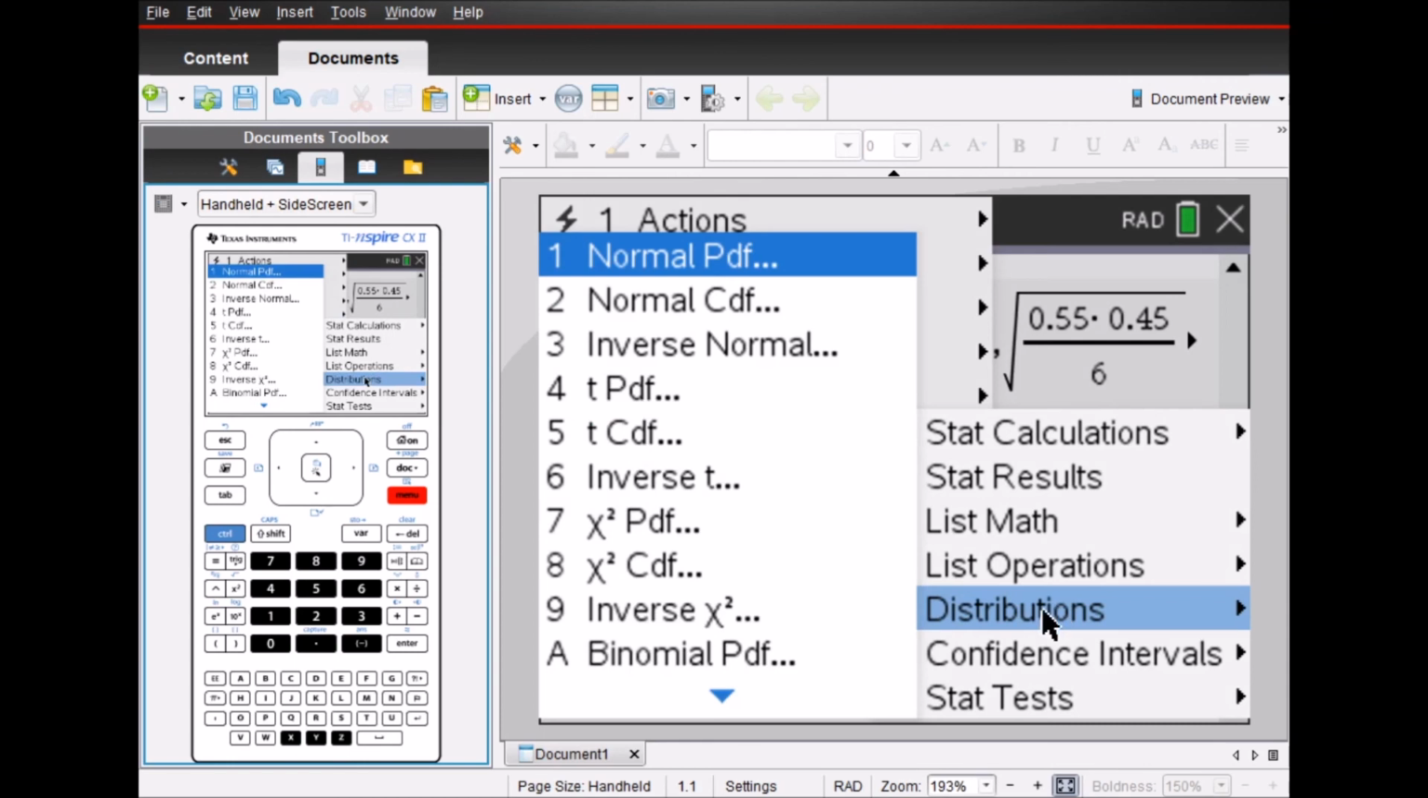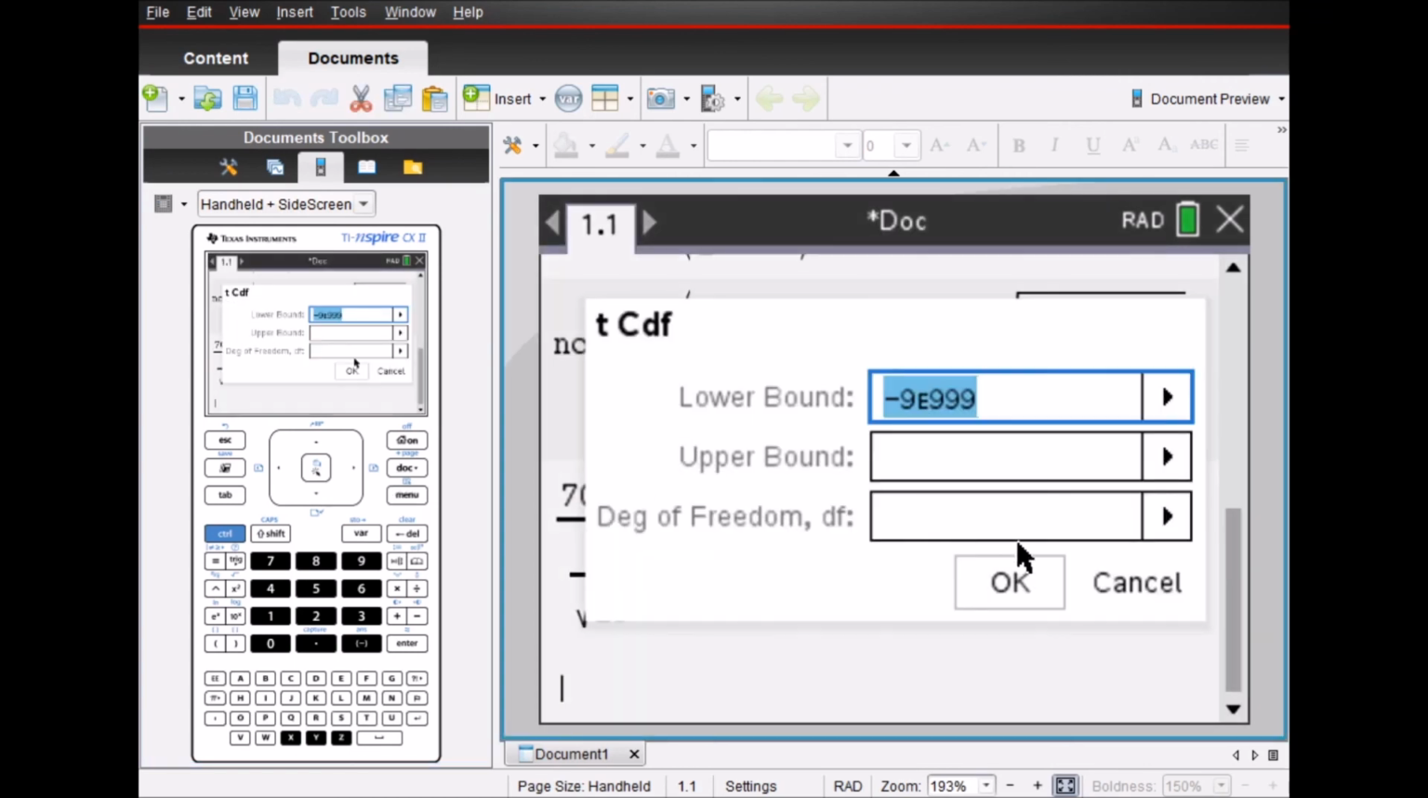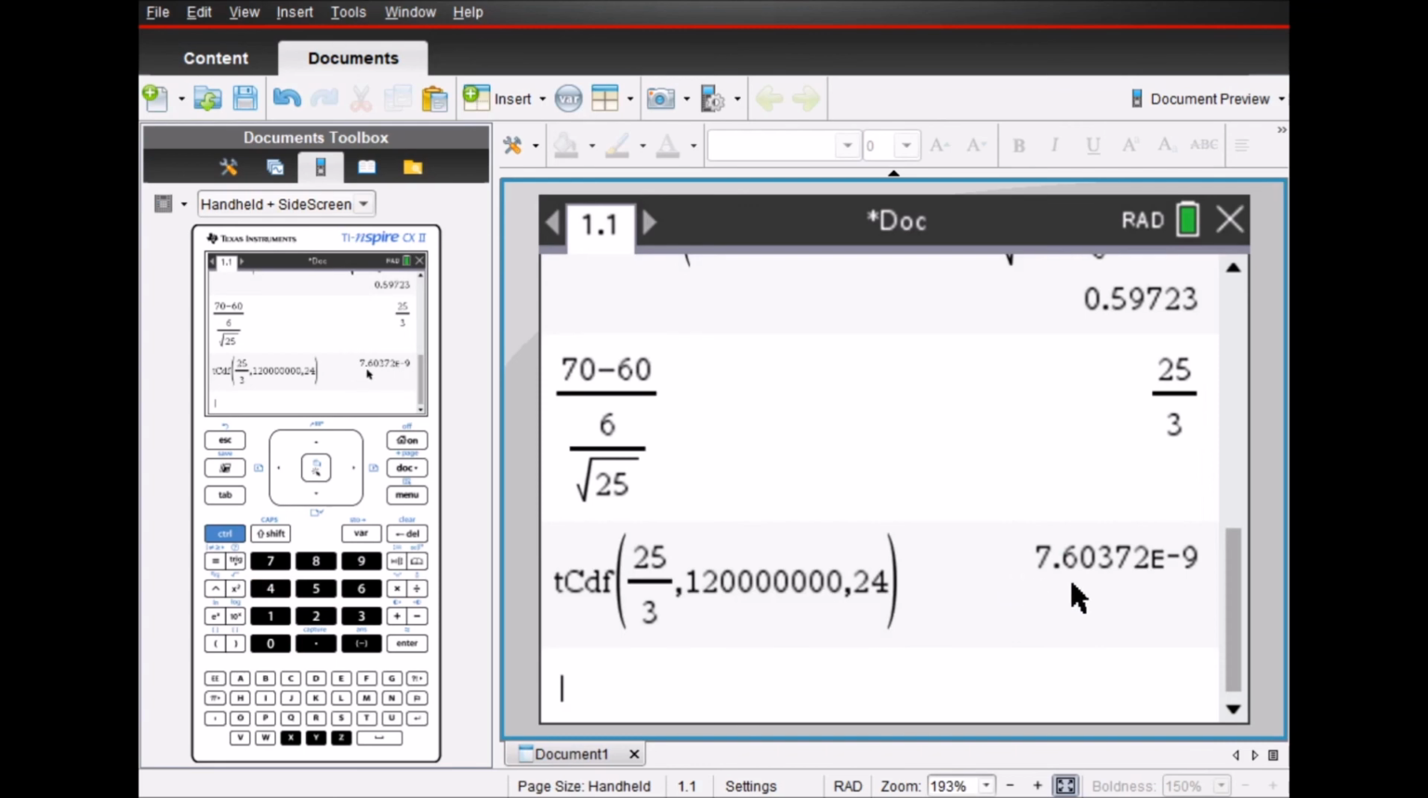So statistics, distributions, TCDF. Okay, our lower bound would be that 25 thirds, upper bound would be a big number, degrees of freedom 24. Okay, very small probability that that sample of 25 people is going to have an average height that's that high.